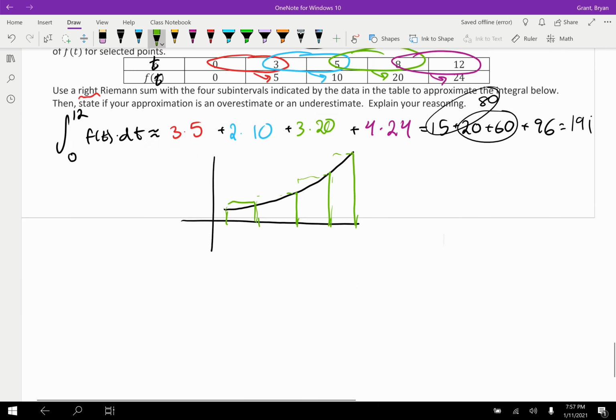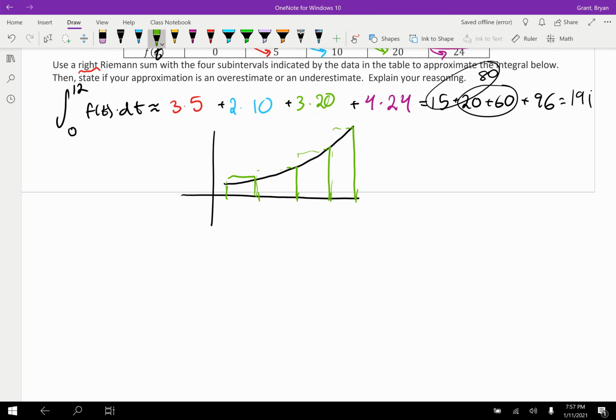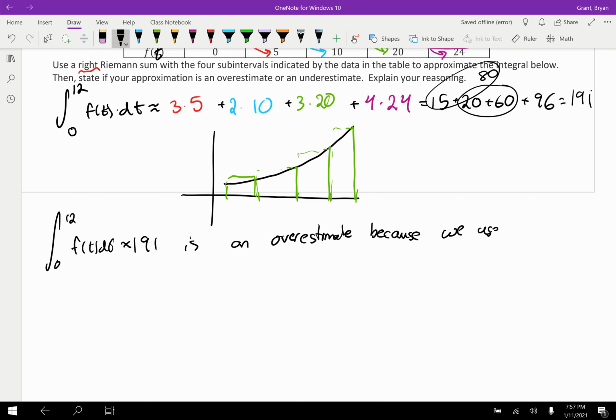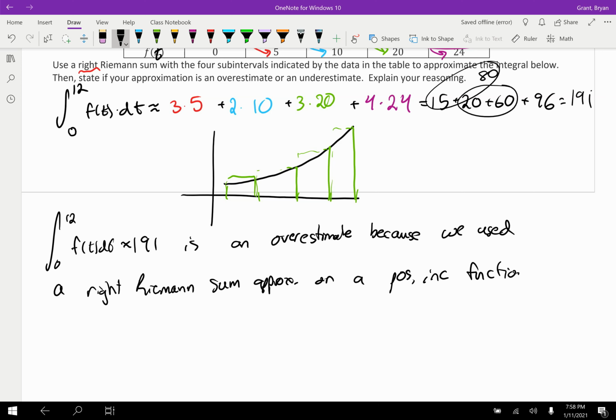So how do we write our conclusion then? We would say something like the integral from 0 to 12 of f of t dt, approximately 191, is an overestimate because we used a right Riemann sum approximation on a positive increasing function. Right, just explaining what we drew up here.